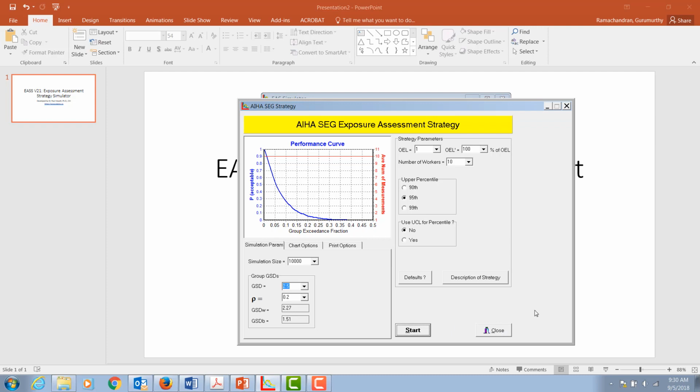You can use this software and explore it with different values of GSD, from 1.5 to 2.5, and change the heterogeneity coefficient from very homogeneous, 0.05, all the way up to 0.95, so very, very heterogeneous profiles.